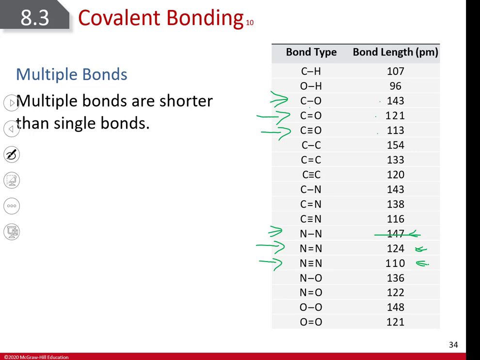Also, as you go from single, double to triple, what do you think happens to the strength of these bonds? I'm sharing 1 pair versus 2 pairs versus 3 pairs. Which one do you think has the strongest bond? 3 has the strongest bond.